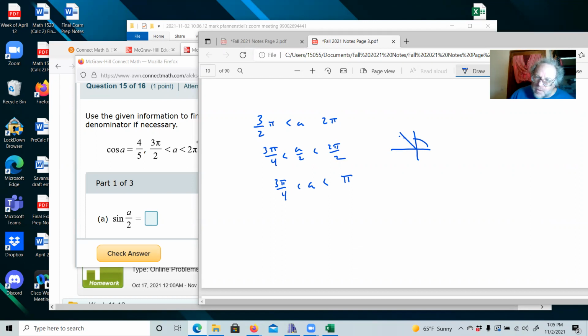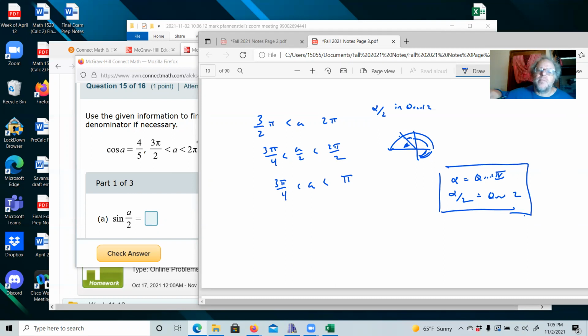The alpha over 2 is going to be between this value here and this value here. So we're looking for angles that are pretty much within here. So definitely our alpha over 2 is in quadrant 2. Our original angle, 3 pi over 2 to 2 pi, we are here. So this is fourth quadrant. Alpha is in quadrant 4, alpha over 2 is in quadrant 2.